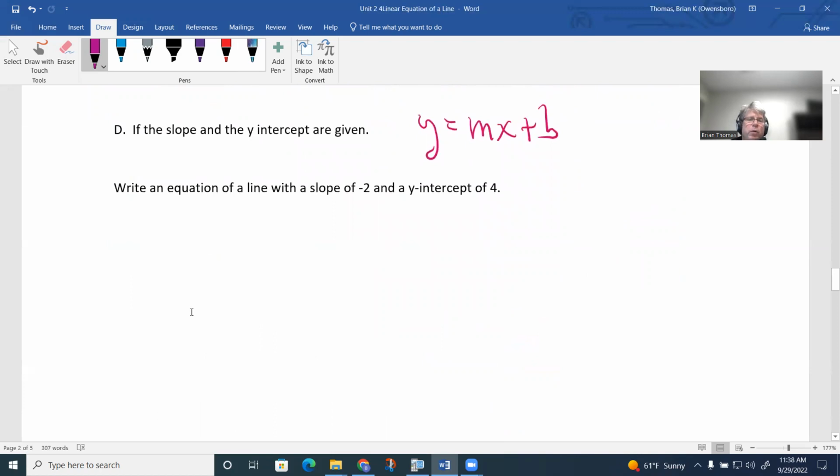So if the slope and the y-intercept are given, we can kind of go straight to it. So notice how the slope is -2 and the y-intercept is 4. So we can just write this as y equals -2x plus 4.